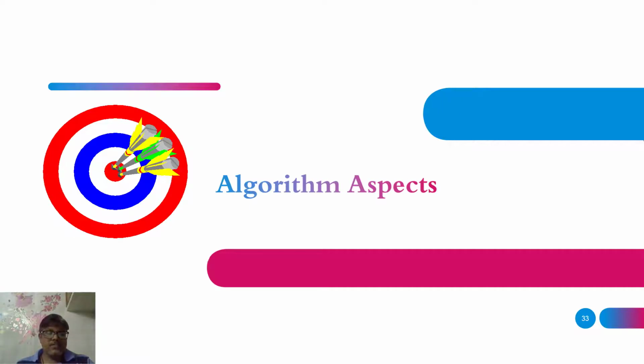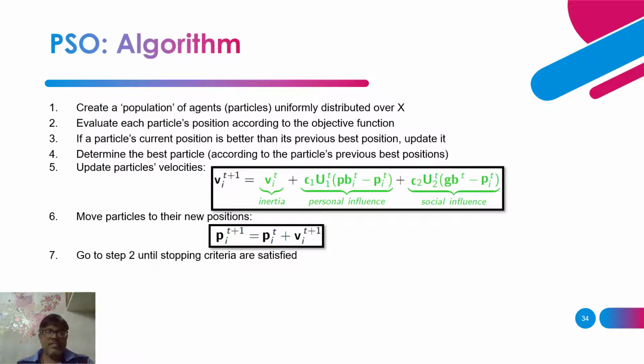Since we already learned the basics, it will be easy; a little parameter variation has been carried out to explain the basic algorithm. First step is we create the population of agents, that is particles, uniformly distributed over X. Evaluate each particle's position according to the objective function. If a particle's current position is better than its previous position, update it. Determine the best particle and update the particle's velocities.